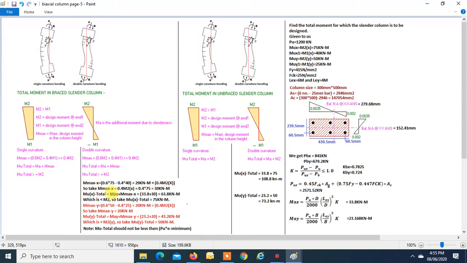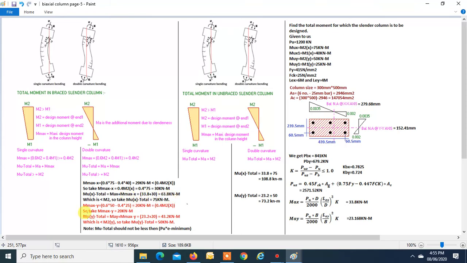Now Mx total is equal to Max. Max we get as 33.8, plus Mx, that is 30. So total comes out to be 63.8. But again, the code says M total should be greater than M2. M2 is 75 in this direction, but this is less than 75, right? So we will take Mx total as 75. So this is how we get the design moment about the major axis.